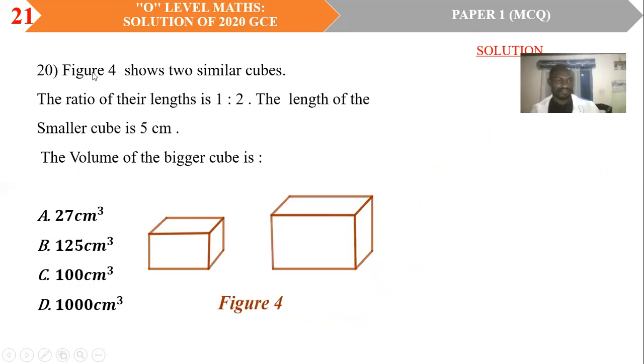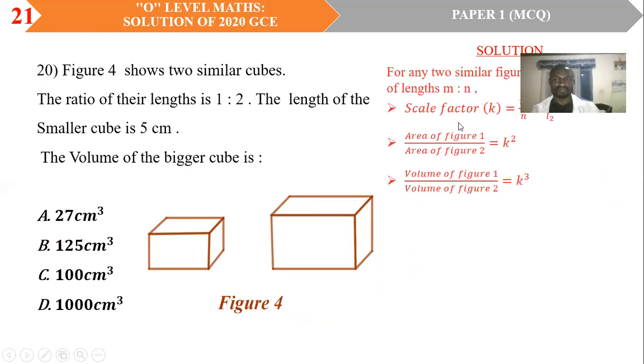Question 20. Figure 4 shows 2 similar cubes. The ratio of their lengths is 1:2. The length of the smaller cube is 5 centimeters. The volume of the bigger cube is? Solution.